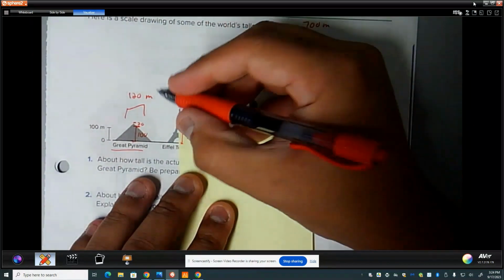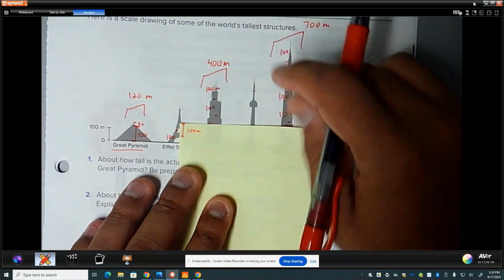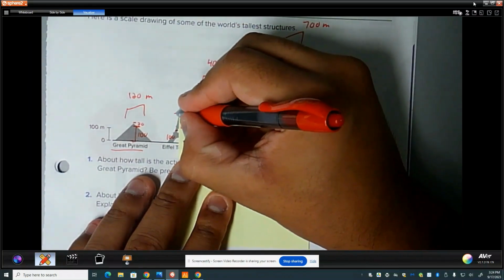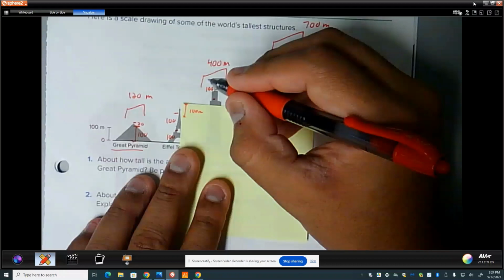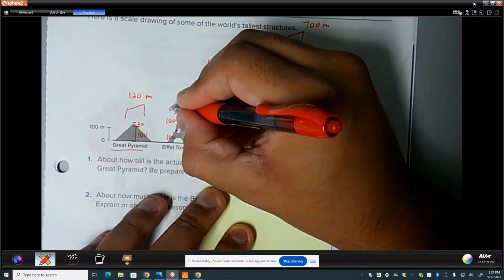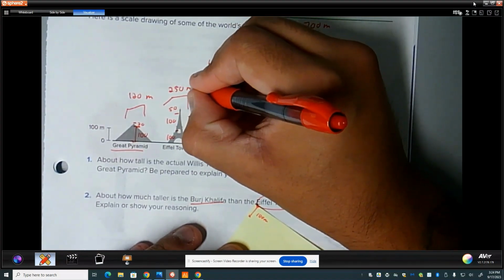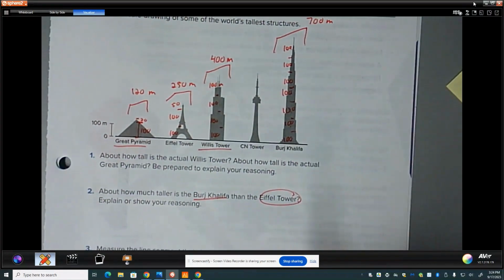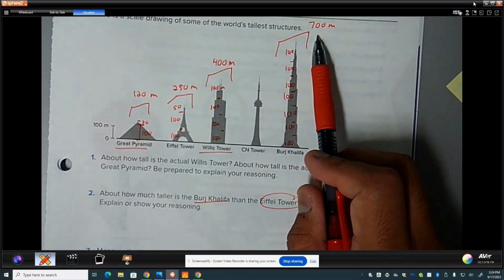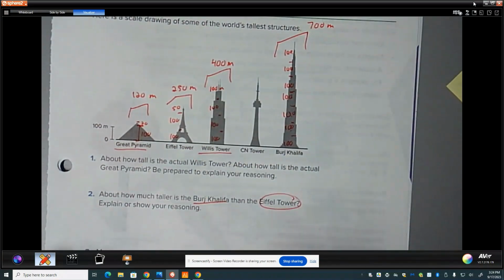From the bottom of the Eiffel Tower to roughly right about there is going to be 100 meters. The next one up is going to be another 100 meters, and then about half, which would then represent 50. So we can see here that the Eiffel Tower is about 250 meters tall. Now, how much taller is the Burj Khalifa in comparison to the Eiffel Tower?